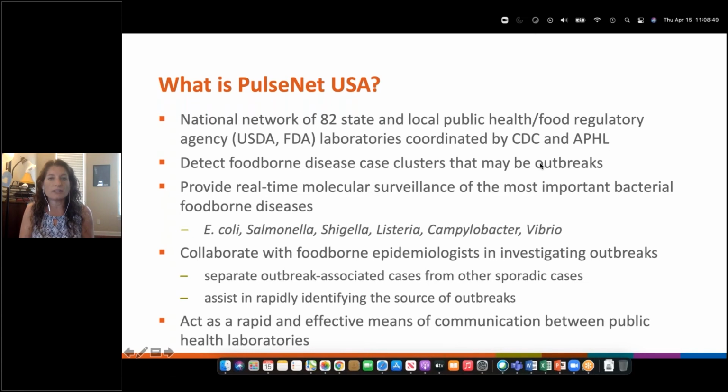We detect foodborne disease case clusters that may become larger outbreaks, and provide real-time molecular surveillance of the most important bacterial foodborne diseases. These include STEC, Salmonella, Shigella, Listeria, Campylobacter, and Vibrio. We collaborate with our foodborne epidemiologists in investigating these outbreaks. Some of the ways we do this are by separating out outbreak-associated cases from sporadic cases, providing case definition, and assisting in rapidly identifying sources of outbreaks. And overall, as a network, we act as a rapid and effective means of communication between the public health laboratories.